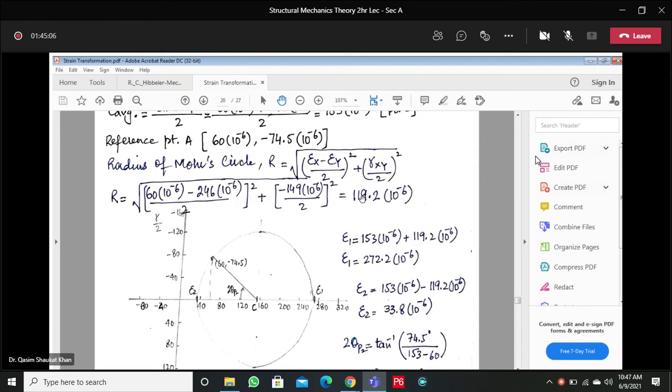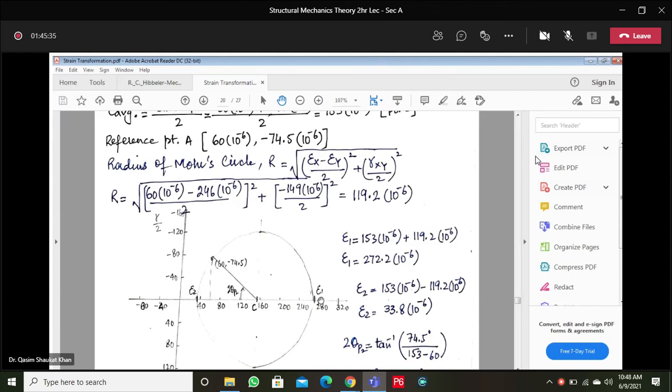As you have seen, 119 minus 153 is 33 something. And minus 40, minus 80, minus 120, minus 160, here you need a maximum of minus 120. Same is there, 40, 80, 120, and 160. You need a maximum of 120. So this is gamma by 2. This is the epsilon normal axis. Okay, gamma by 2 and normal epsilon axis.